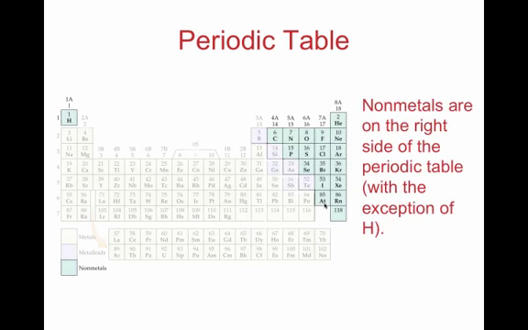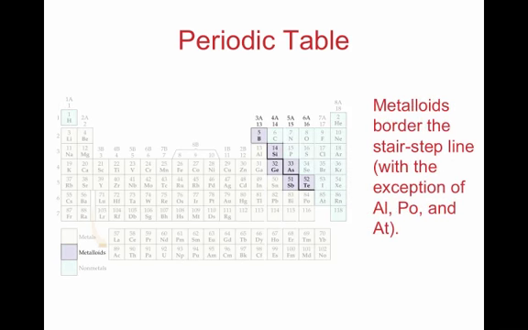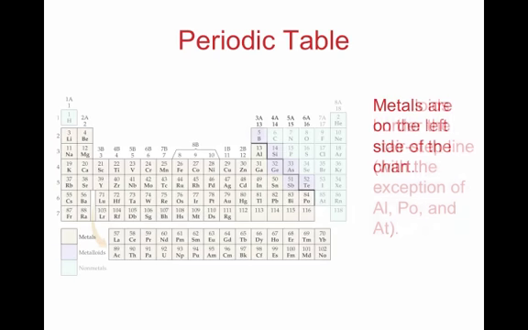Quick backtrack a second on nonmetals. You should remember some of these properties of nonmetals. Nonmetals typically are brittle if they are solid. They are dull in appearance and do not conduct heat or electricity well. Like I said, metalloids have properties similar to that of both metals and nonmetals, and our metals on the periodic table are below the stair step on the left side.